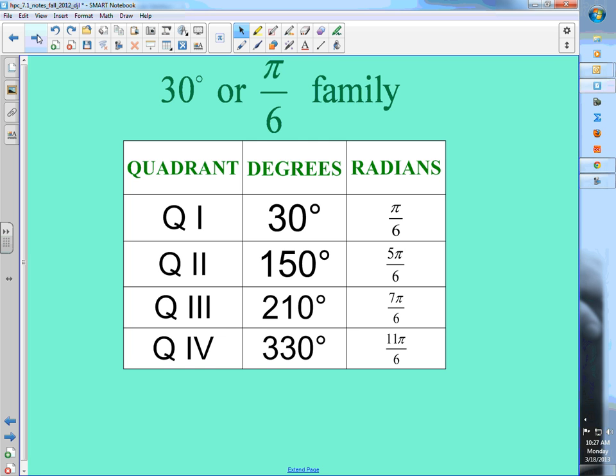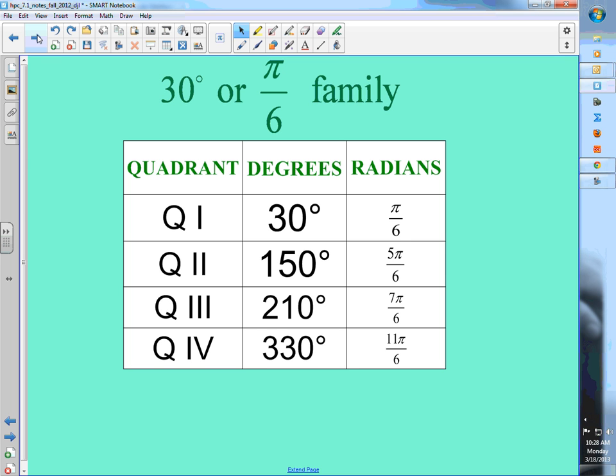The first one is the 30-degree family, or the pi over 6 family. So in degrees, quadrant 1, 30 and pi over 6 are the same angle measurement. Then the quadrant 2 angle, quadrant 3 angle, and quadrant 4 angle in degrees and radians. Please don't go and memorize these tonight. Again, I'll give you a better way to do that when the time is appropriate. I just want to give them to you right now so you have them.